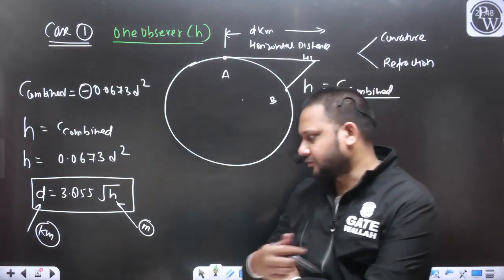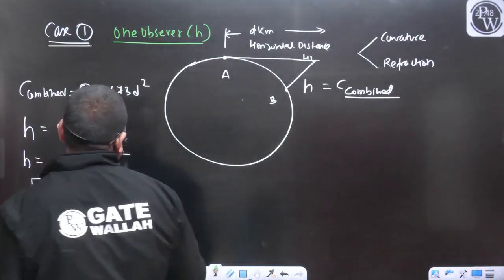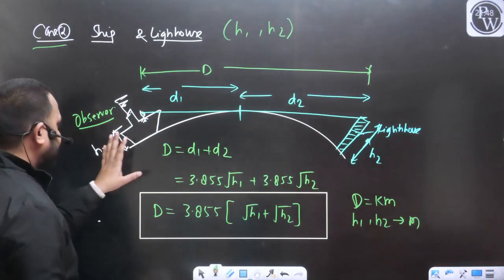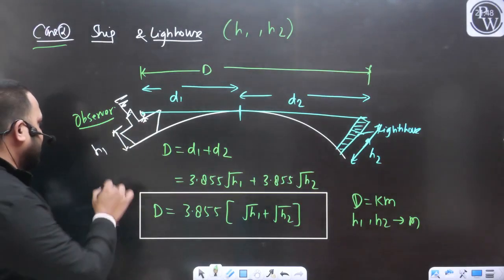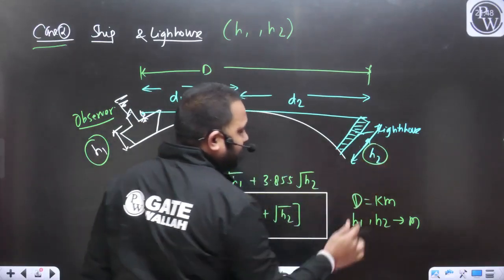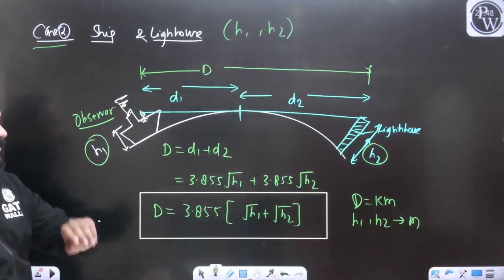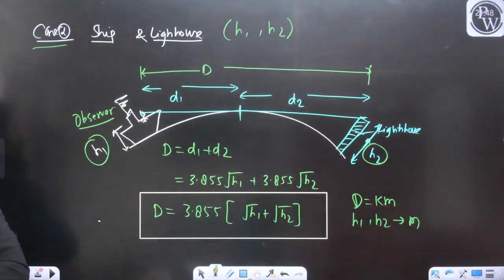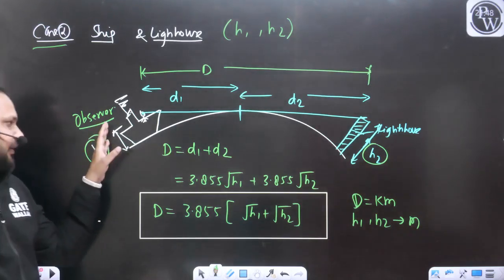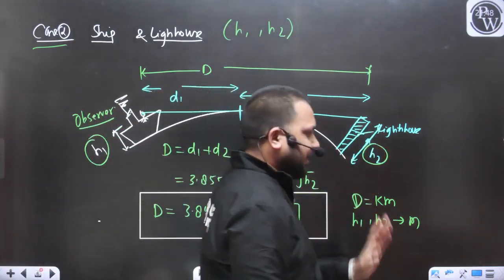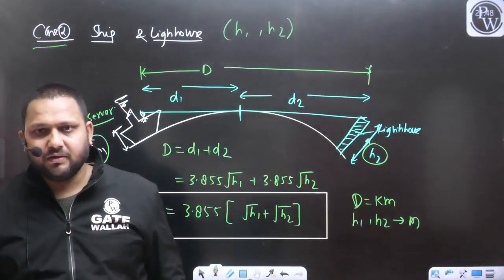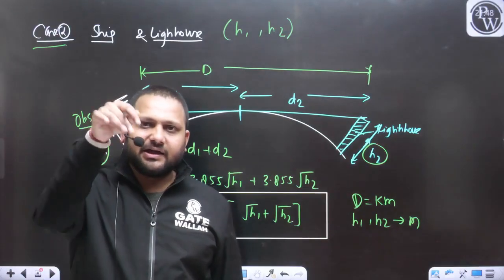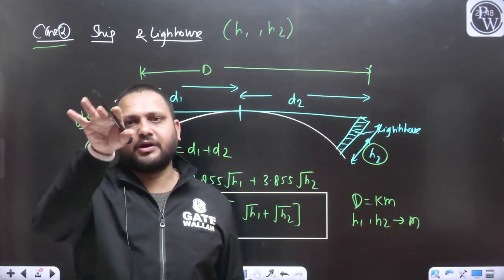Please explain case 2. In case 2, there were two observers. One observer has the height h1 and another observer has the height h2. So what will be the total distance between h1 and h2? This is case 2. One observer has the height h1, another observer, let's say, has the height h2. So when both observers will be able to see each other, because we cannot sight on the curved surface, yes or no, we will see corresponding to the horizontal line only.